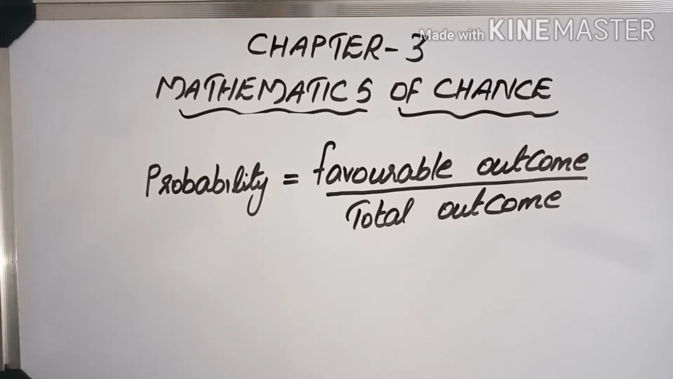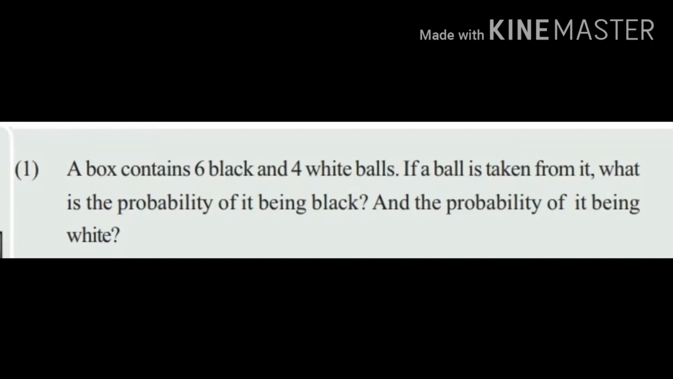Now let's move on to problems, then it will be more clear to you. From the first activity, the first question is: a box contains 6 black and 4 white balls. If a ball is taken from it, what is the probability of it being black and the probability of it being white?